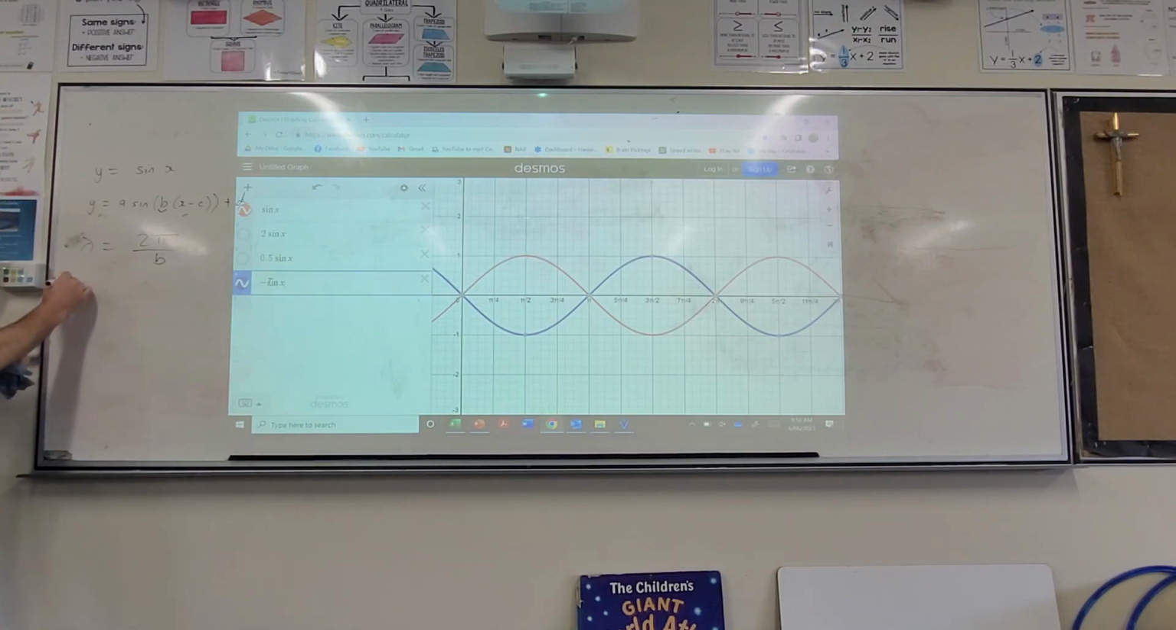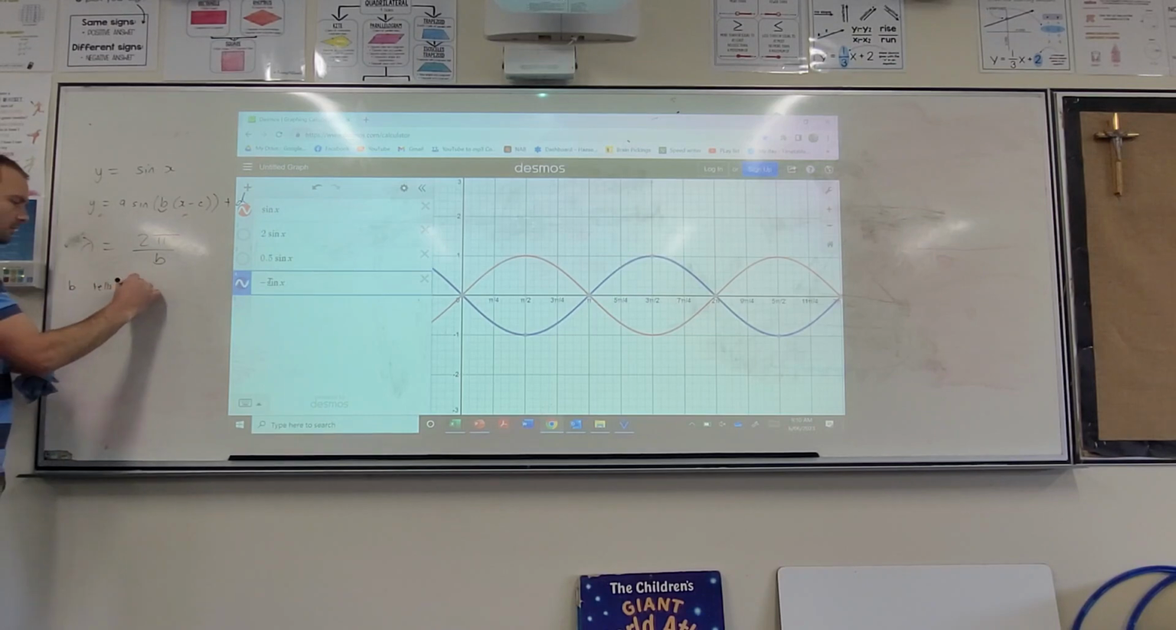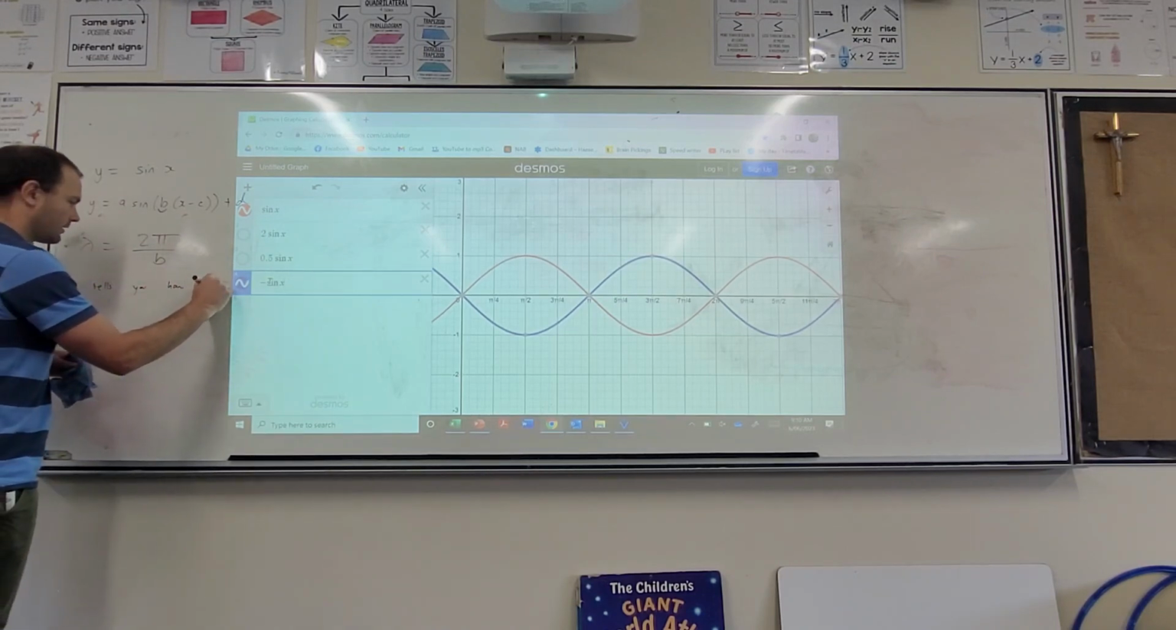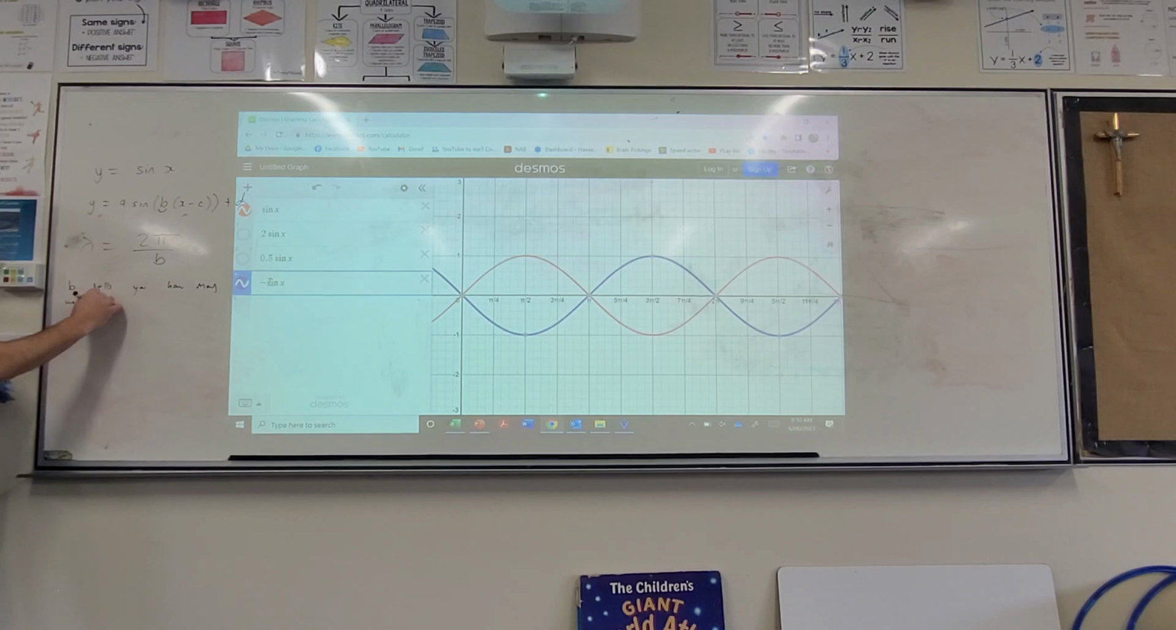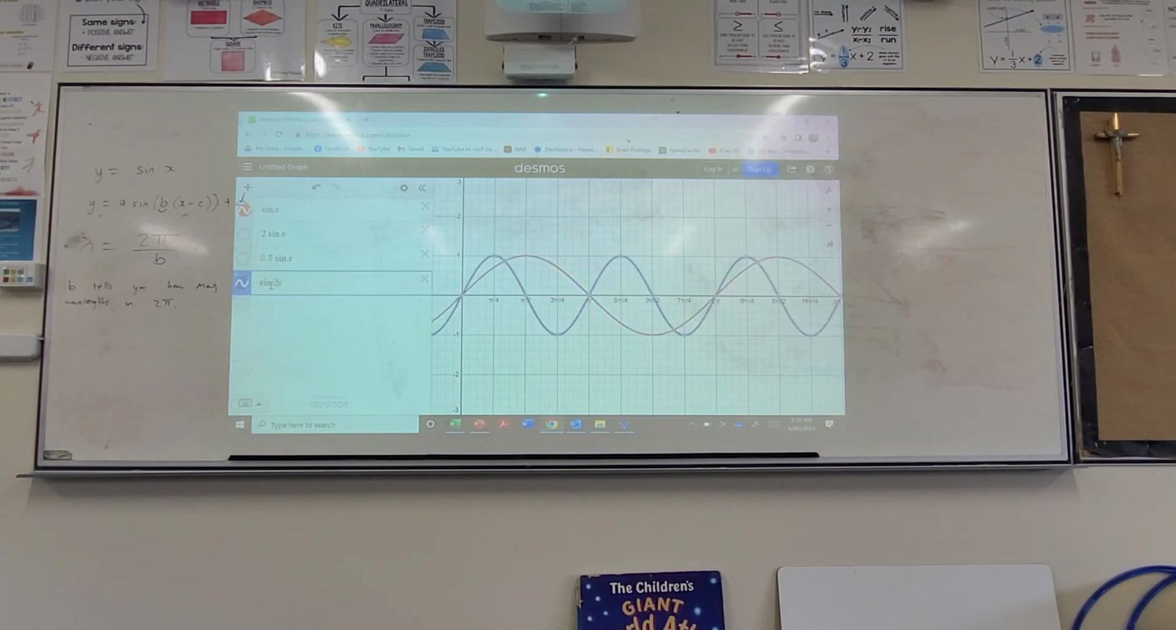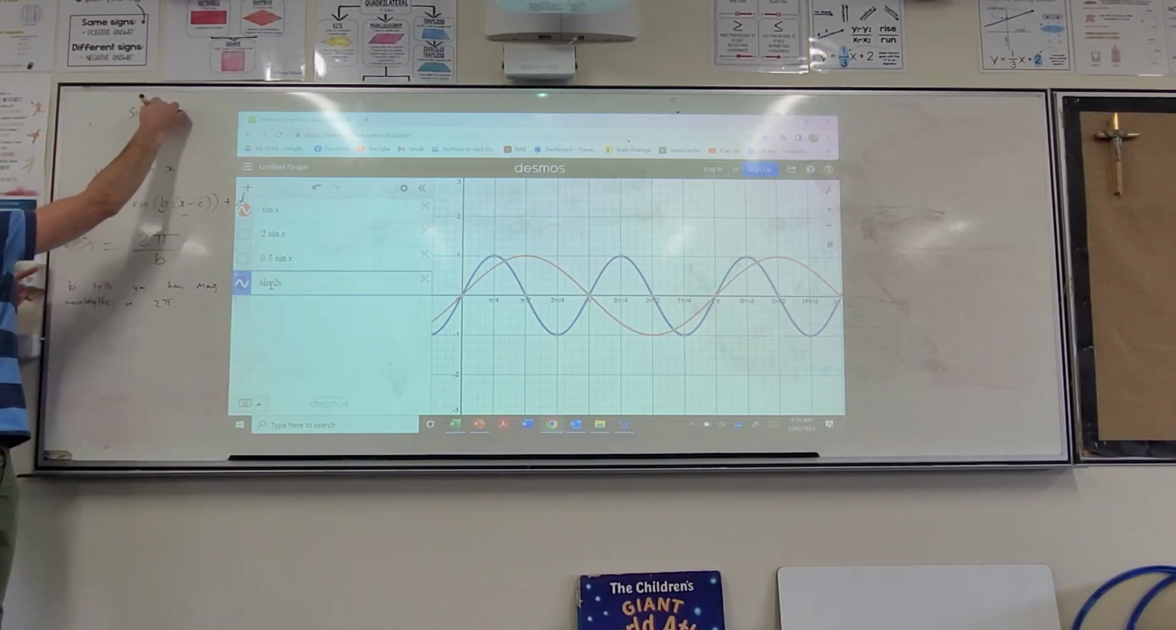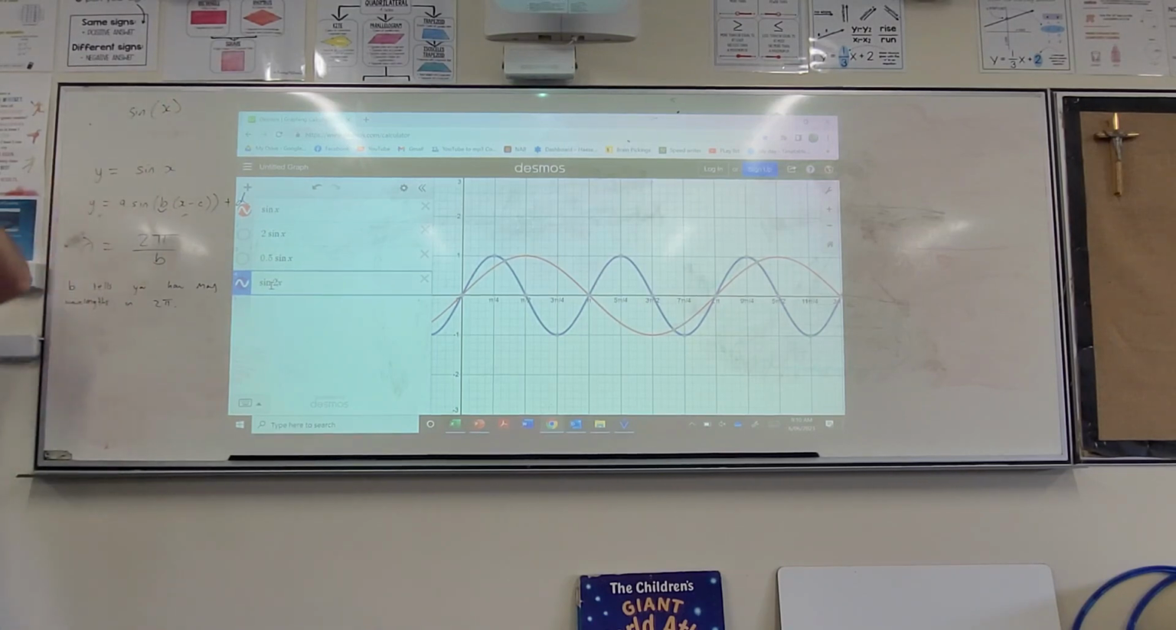The other way to think about it is b tells you how many wavelengths in 2 pi. That's what b is going to tell you. It tells you how many wavelengths there are in 2 pi. So let's see, we're on to part D now. Graph sine x and y equals sine 2x on the same axes. Okay, so there's my sine x and here's my sine 2x. All right, so firstly, if we have the function sine x, what's the value of b? What's the coefficient of x? 1. Okay, the number in front here is 1.